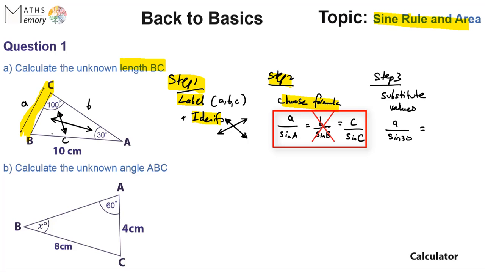Do we know what small c is? Small c is over here. It's 10. Yes, we do. So it's 10. And do we know what big C is? It is an angle, sine 100.